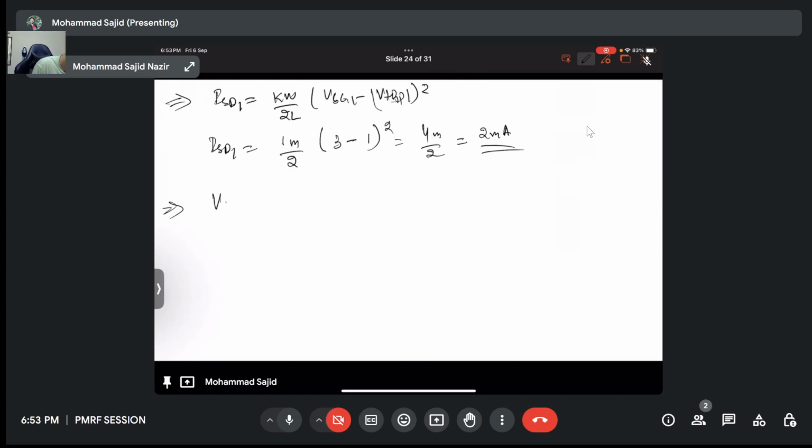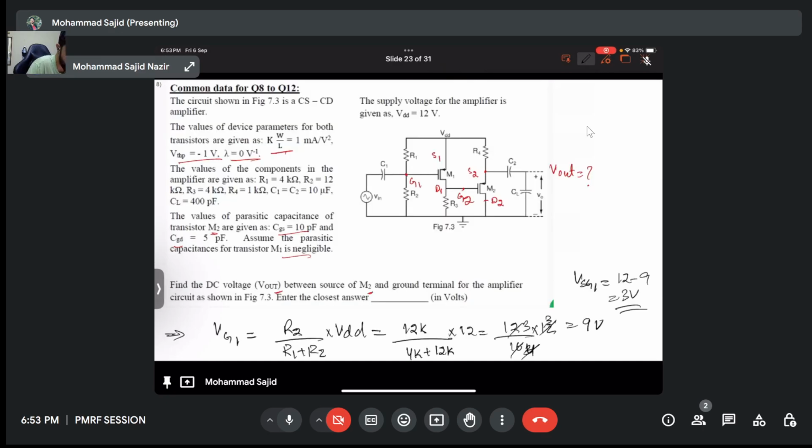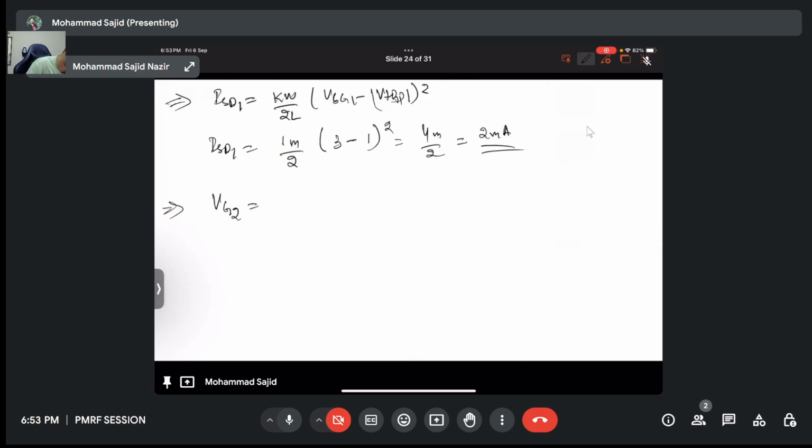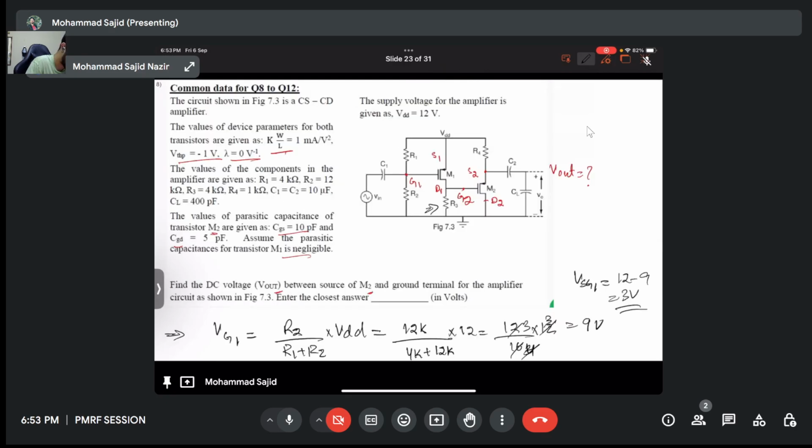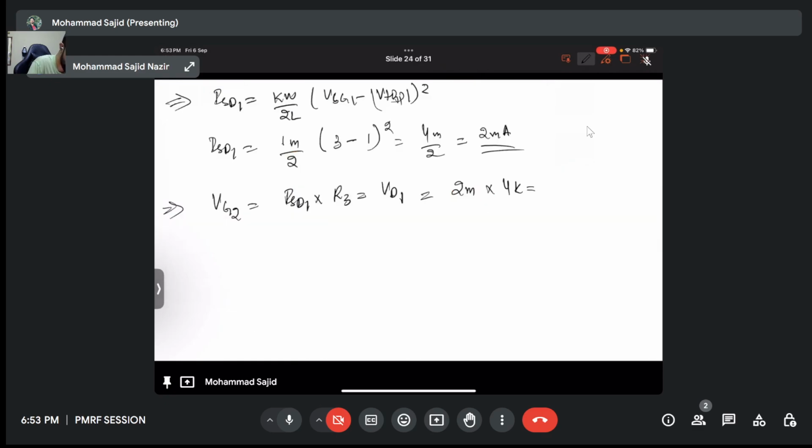Now VG2. What is VG2 here? VG2 is simply VD1, that is the potential drop across R3, right? So that is ISD1 multiplied by R3, which is equivalent to VD1. So I can write it as 2 milliampere multiplied by R3. R3 is 4 kilo ohm. So this is 8 volt.